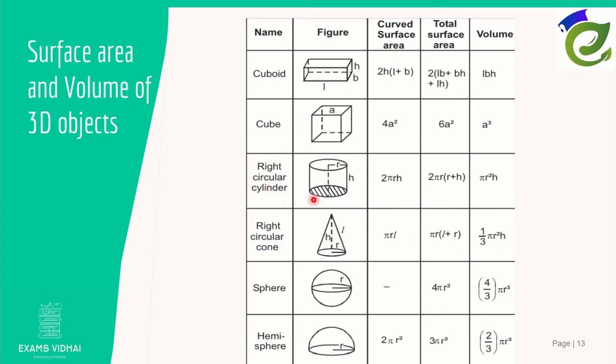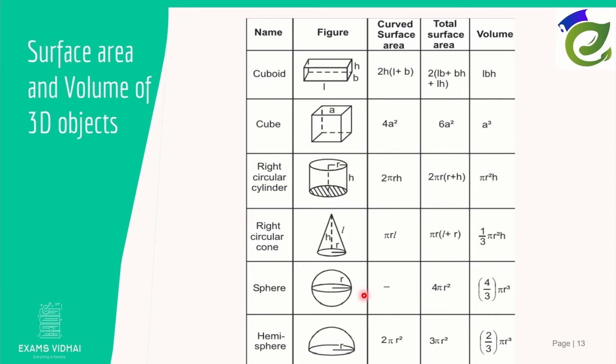Right circular cylinder. Curved surface area is 2 pi rh. Total surface area is 2 pi r into r plus h. Volume is pi r square h. Here r is radius and h is height. Right circular cone. Curved surface area is pi rl. Total surface area is pi r into l plus r. Volume is 1/3 the volume of the circular cylinder. Here r is radius, l is slant length.